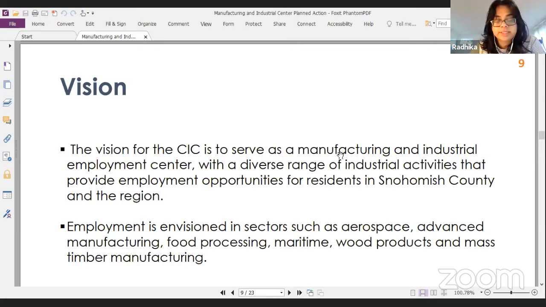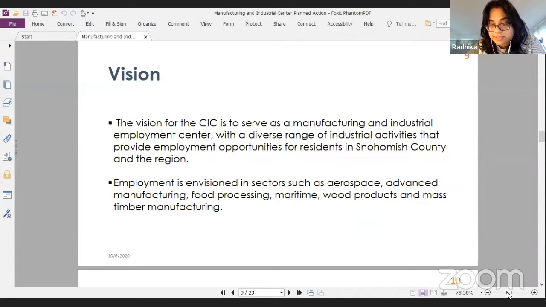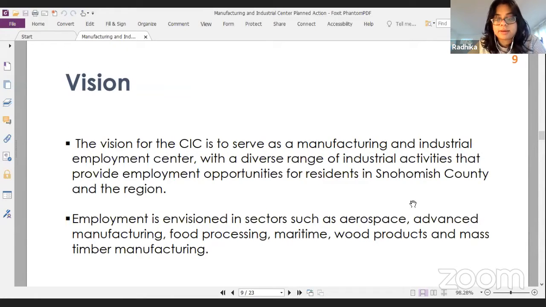And given that the interest is in job-rich sectors, the Siberia plan also identified a few desired sectors. Aerospace, advanced manufacturing, food processing, maritime, wood products, and mass timber manufacturing are some of these job-rich sectors that would be a good fit for the area given community interest, city interest, as well as the long history in Snohomish County with these sectors.